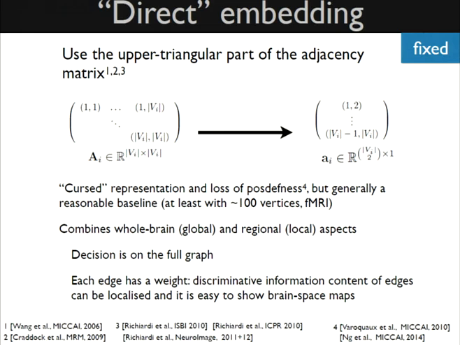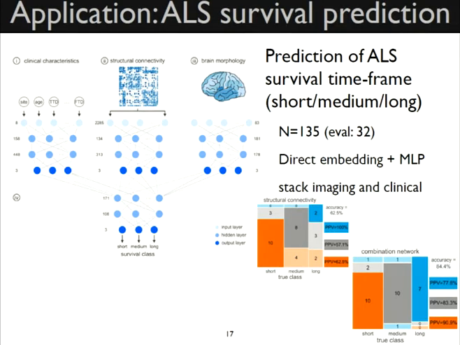So these are some references, and also if you want to do the tangent embedding, it's directly in NiLearn as well. You can do it. So here's an application of this direct embedding. This is survival prediction for ALS.